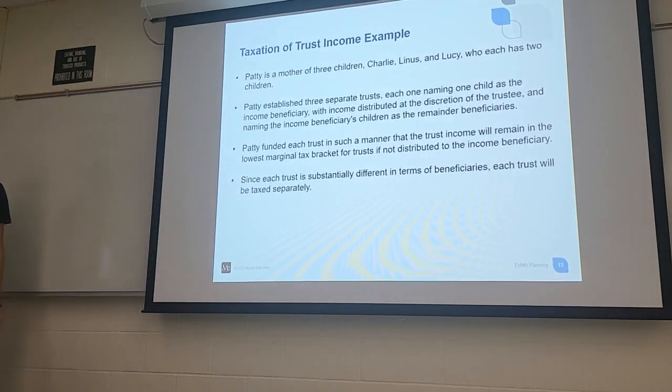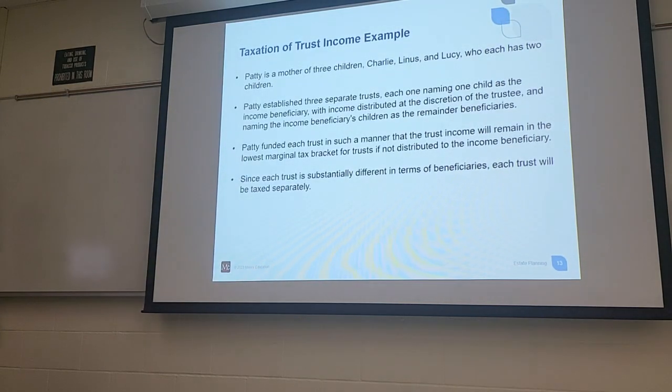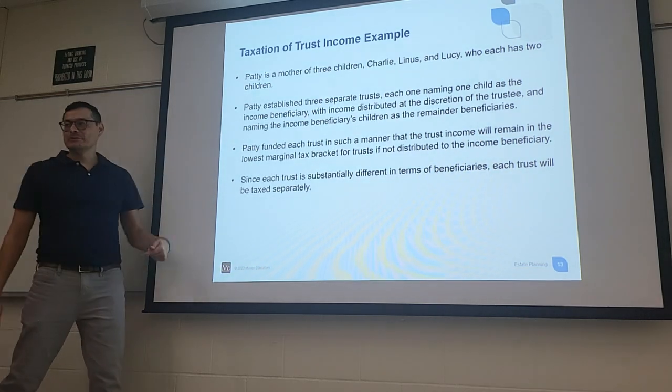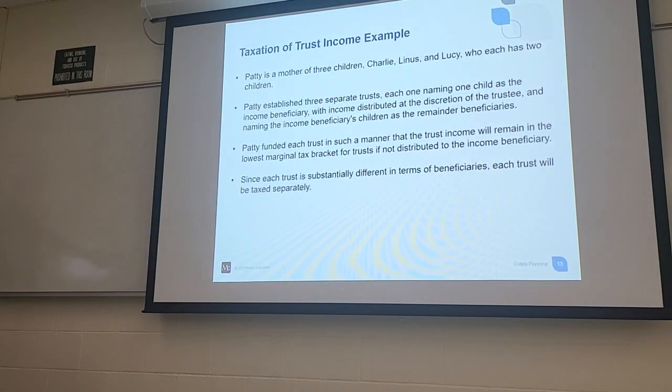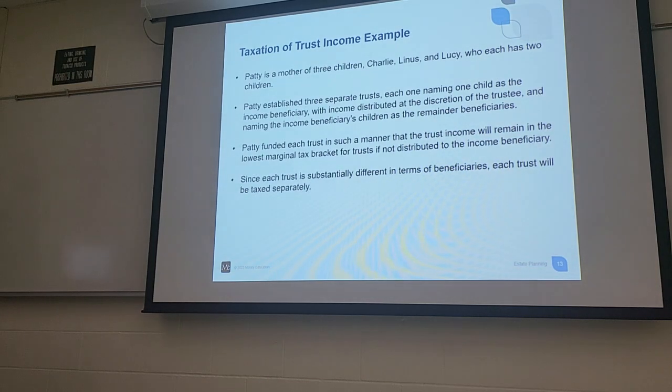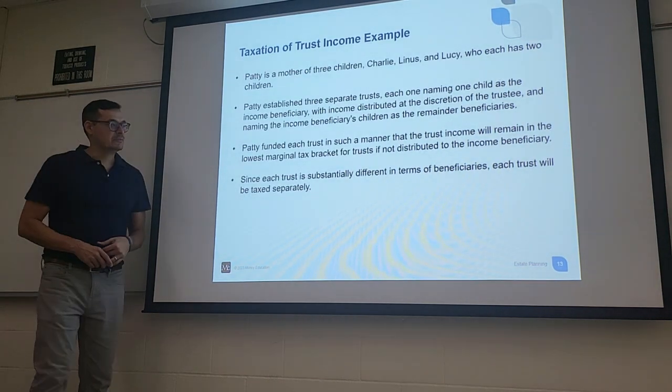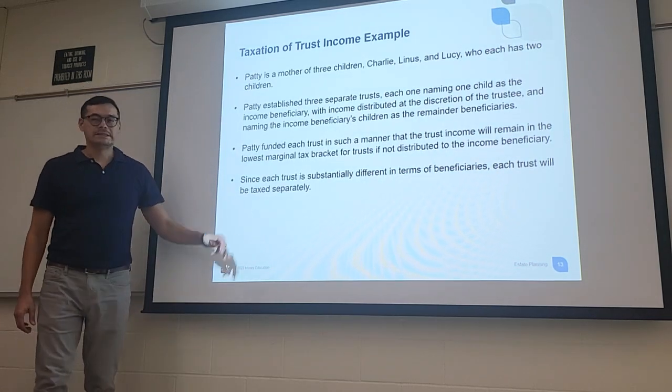Complex trust, thank you very much. How come? Because it's not distributed. Sure, if it's a simple trust, all the income has to be distributed to the beneficiary, and all that flows through the marginal tax bracket of the income beneficiary. Since each trust is substantially different in terms of beneficiaries, each trust will be taxed separately.